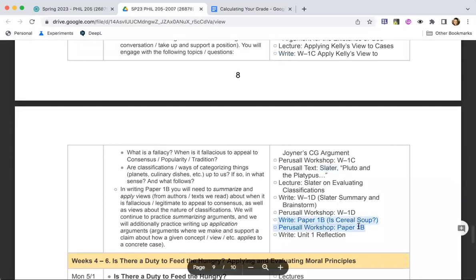Your final topic for that week then is going to be, well, what should we think? Is cereal soup? How should we think about the argument Joyner gives for it? How should we think about culinary categories? Are they up to us? In what sense? What follows for thinking about cereal?